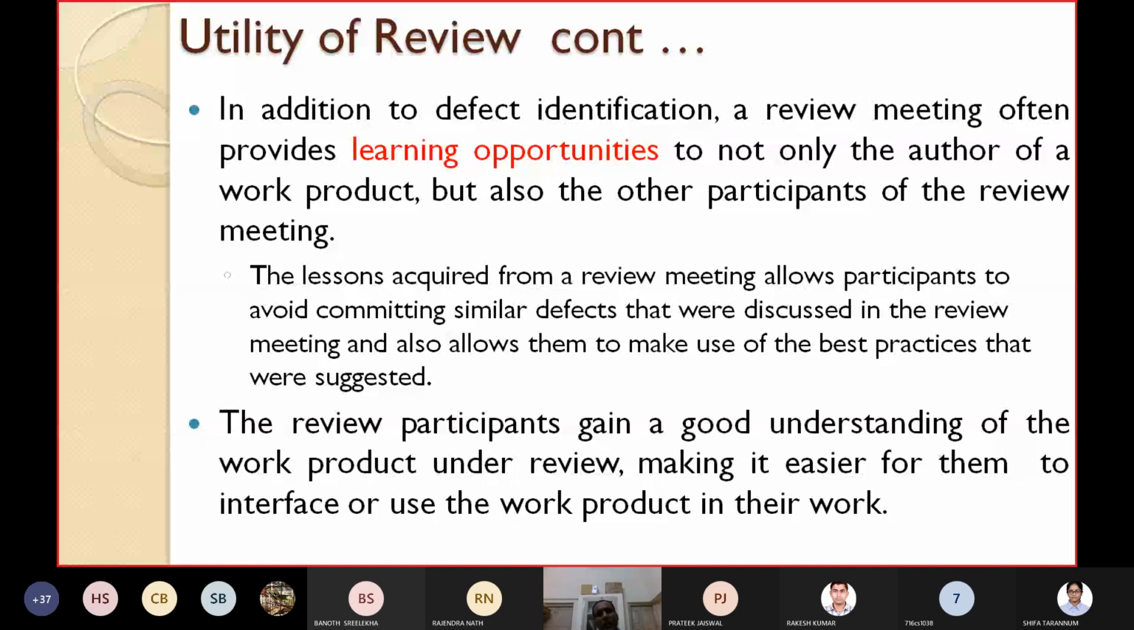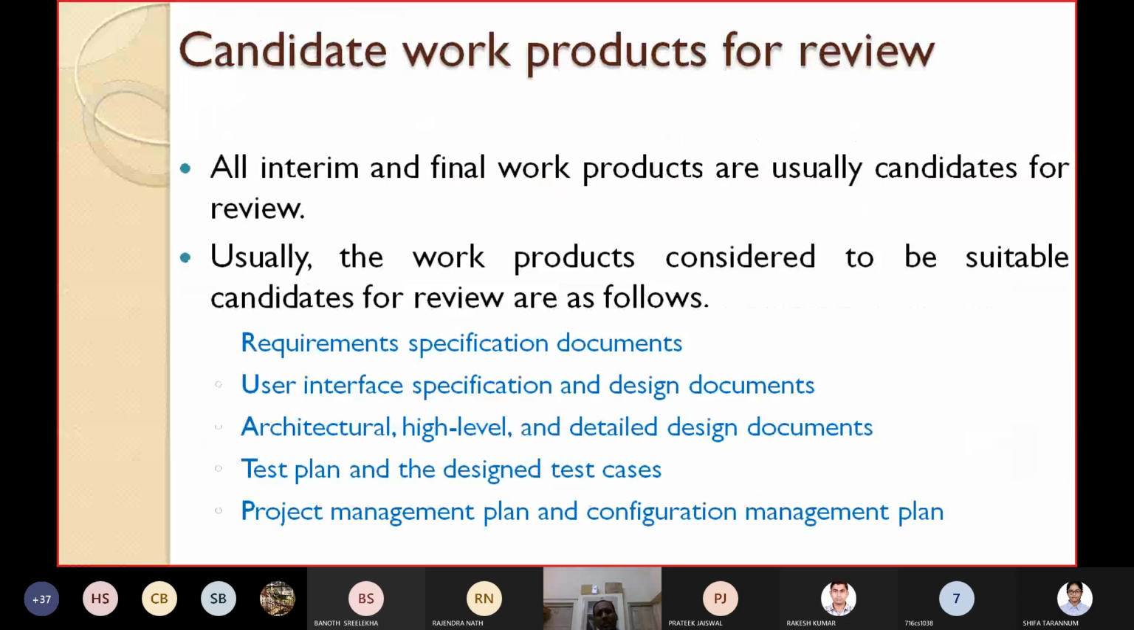All interim and final work products are intended for review. Whether it is a final work product or an interim, intermediate work product, that can be reviewed. Usually the work products considered to be suitable candidates for review are as follows. Many things can be reviewed. I have given a few examples here, like the SRS document. That is the requirement specification document, and that can be reviewed.